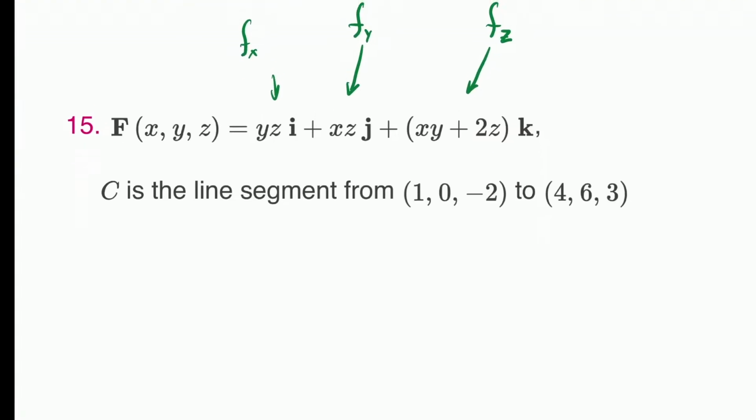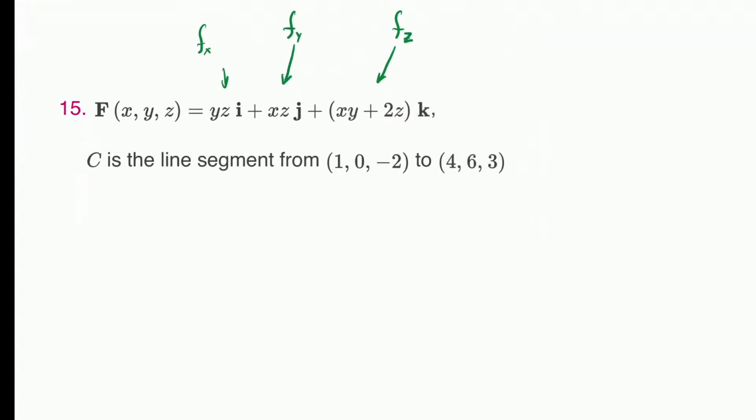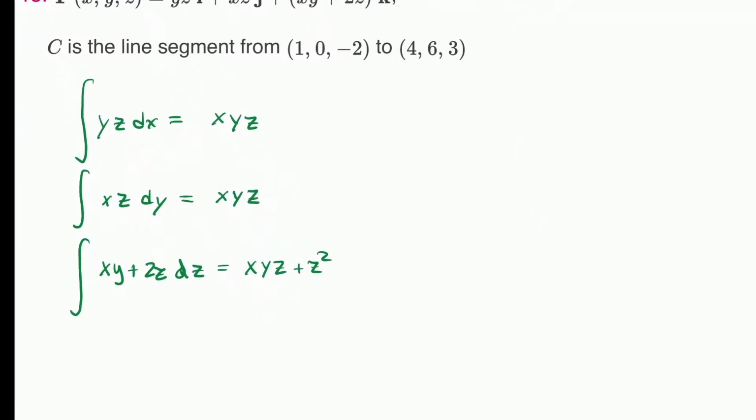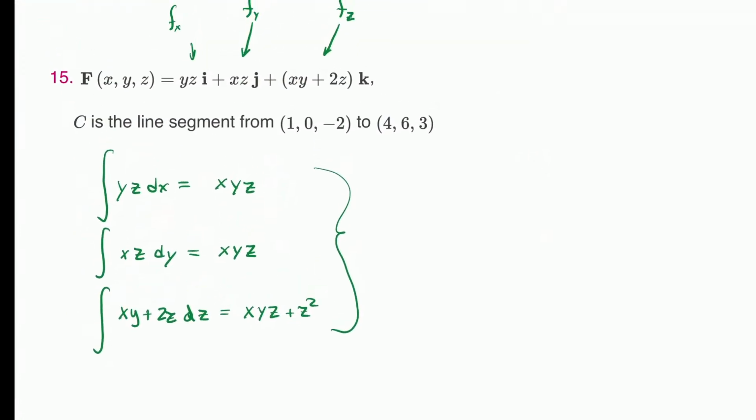Okay, so bearing that in mind, I'm going to do the integral of the first piece with respect to x, and that's easy enough, xyz. I'll do the integral of the second piece with respect to y. That's also easy. And I'll do the integral of the third piece with respect to z. And that I get xyz plus z squared. So there's the three components. So check that, make sure that that makes sense, what I just did.